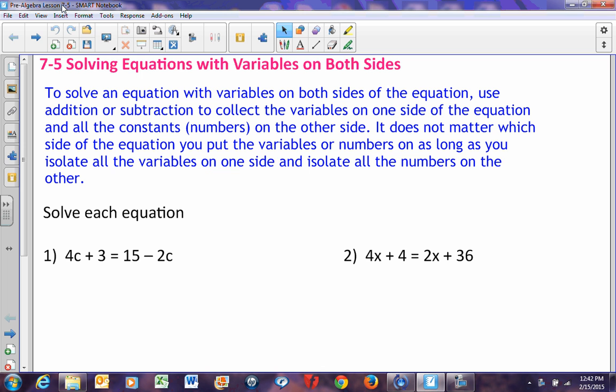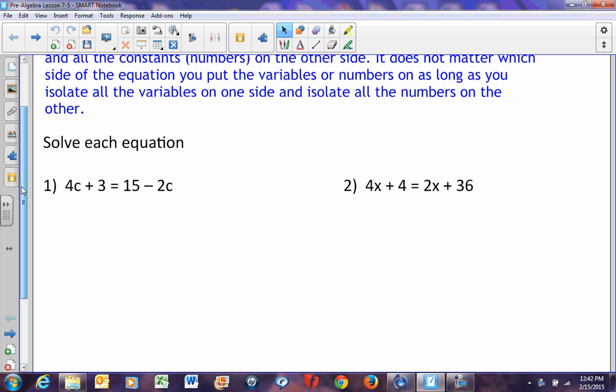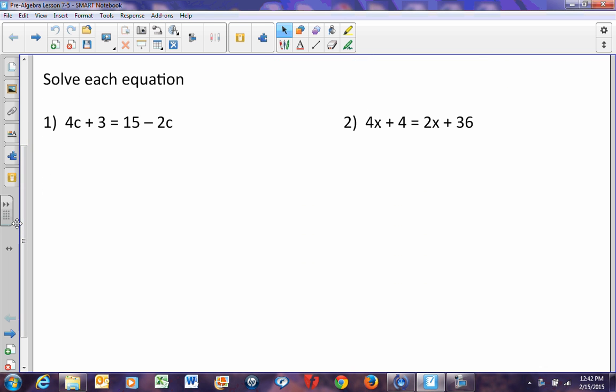It doesn't matter which side of the equation you put the variables or the numbers on, as long as you isolate all the variables on one side and all the numbers without variables on the other side. Be careful, however, you might need to simplify before you move things from one side to the other. Let's solve these equations.